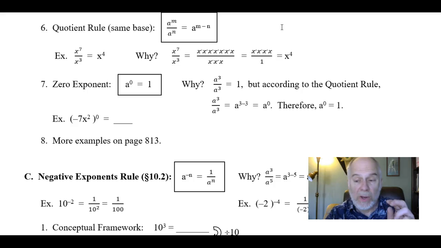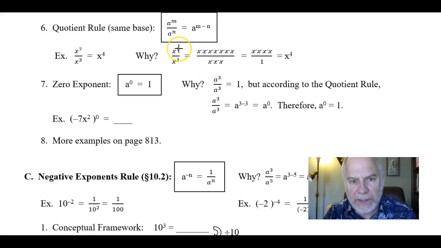Now if you remember, we had a product rule where you added the exponents, and since the opposite of multiplication is division, instead of adding the exponents, we're going to subtract the exponents. So here's an example. x to the 7th over x to the 3rd power equals x to the 4th power, because you can subtract the exponents. Now, the reason that works is because you basically are going to cancel.